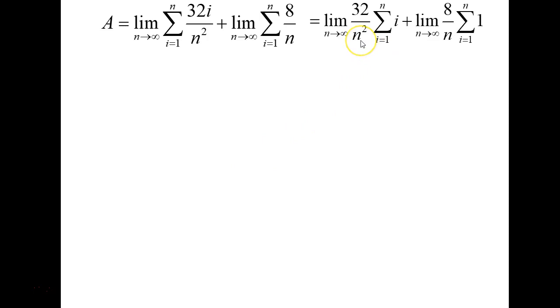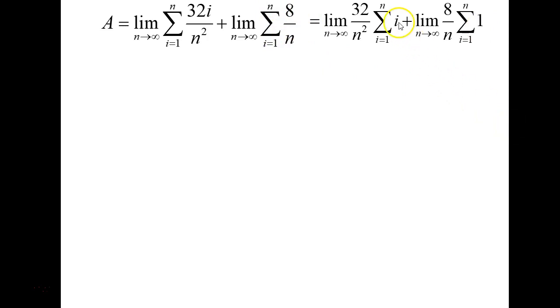32 over n squared, of course, is a constant, so I'm going to move that to the front of the sigma, so that first sigma just leaves me with i. 8 over n is also a constant, so that leaves me with just 1, because there's nothing else in this expression right here. Now look back at your summation formulas.